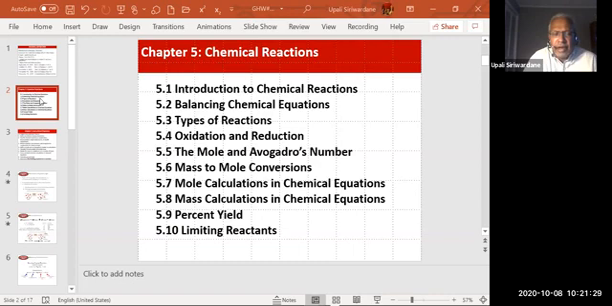There are limiting reagents or reactants in chemical equations. When you're doing stoichiometry, how to find the chemical limiting reactant, we will be going over that.